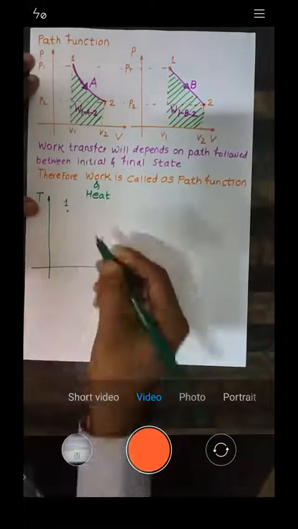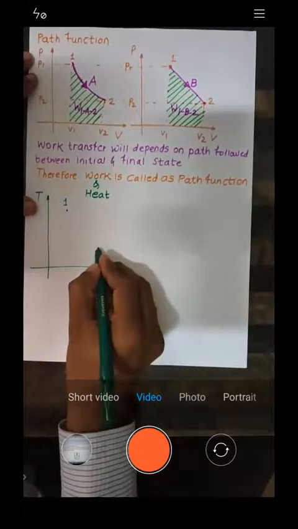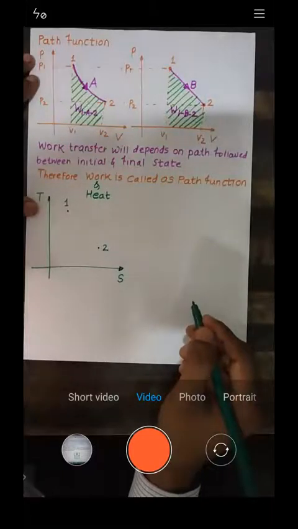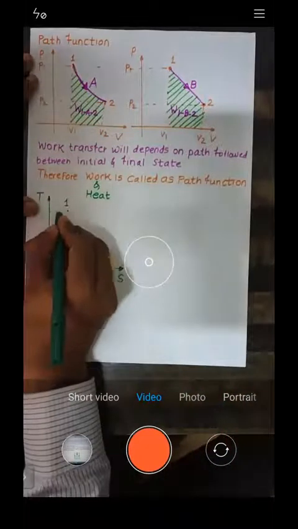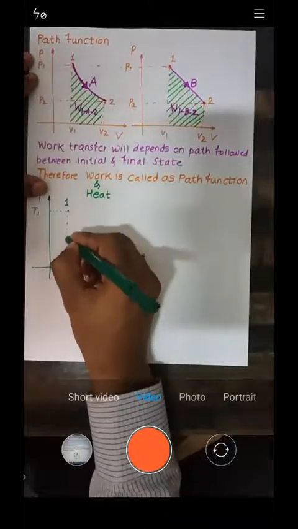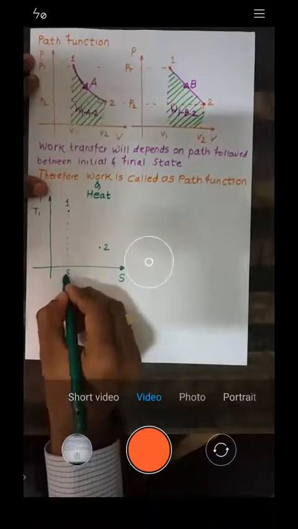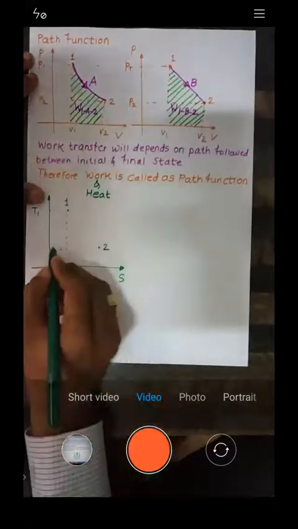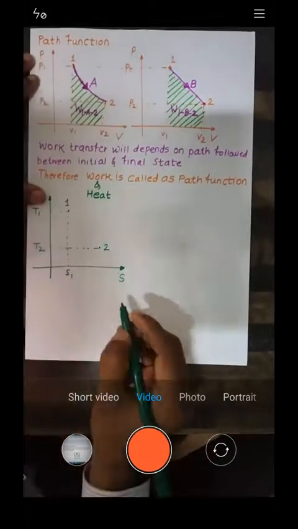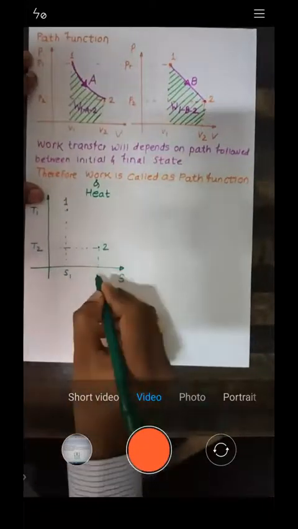This is point number 1. Let's say this is point number 2. Point number 1 and point number 2, right? At point number 1, you might have some temperature T1, and some entropy S1. At point number 2, let the temperature be T2 and the entropy be S2.